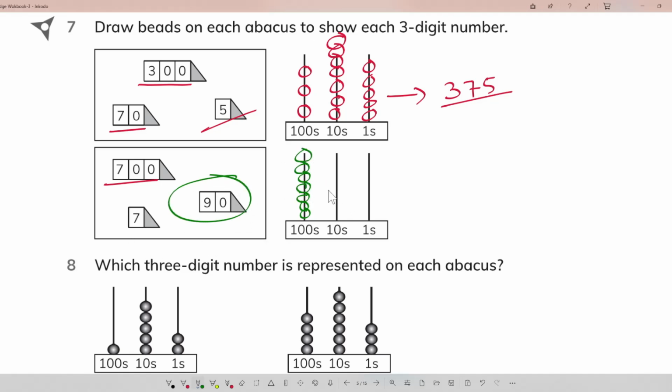So 90, it means 9 bits, 1 2 3 4 5 6 7 8 9, right? And here is 7, 1 2 3 4 5 6 7. So finally, here is how many bits? 7 bits, it means 700, plus here is how many tens? 9 tens, it means 90, and how many 1 bits? 7. So finally we will get 797.